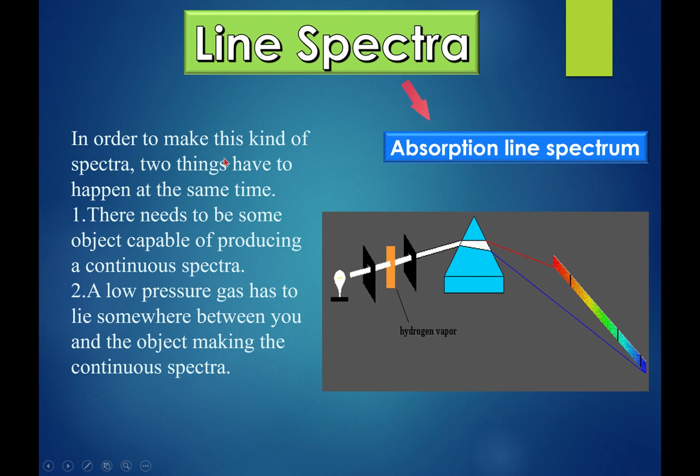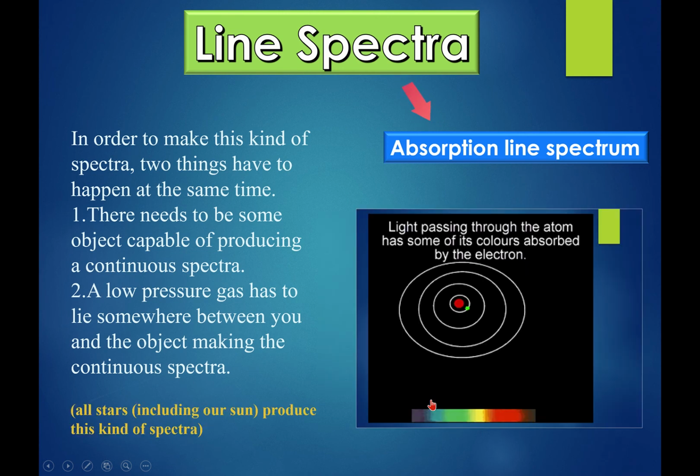In order to make this kind of spectra, two things have to happen at the same time. First, there needs to be some object capable of producing a continuous spectra. Second, a low pressure gas has to lie somewhere between you and the object making the continuous spectra. All stars, including our sun, produce this kind of spectra.